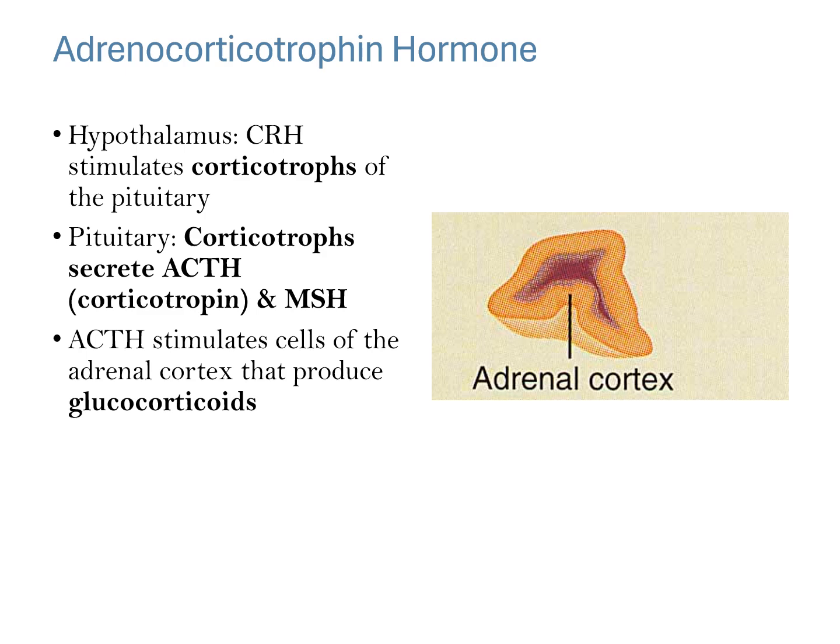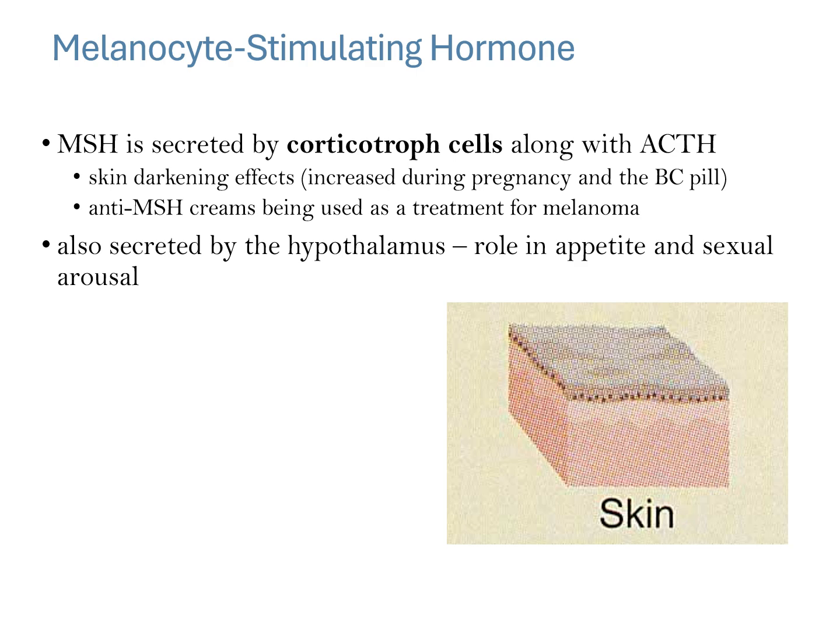Adrenocorticotropin, otherwise known as corticotropin. The hypothalamic signal is CRH, corticotropin releasing hormone, which is going to act on the corticotrophs of the pituitary. These corticotrophs are going to secrete ACTH, otherwise known as corticotropin, and also another hormone called melanocyte stimulating hormone. ACTH is going to stimulate cells of the adrenal cortex to produce glucocorticoids.